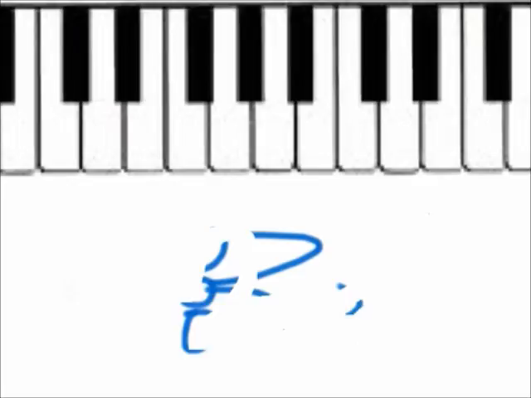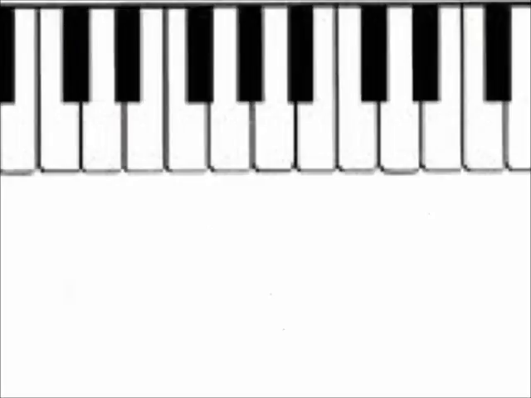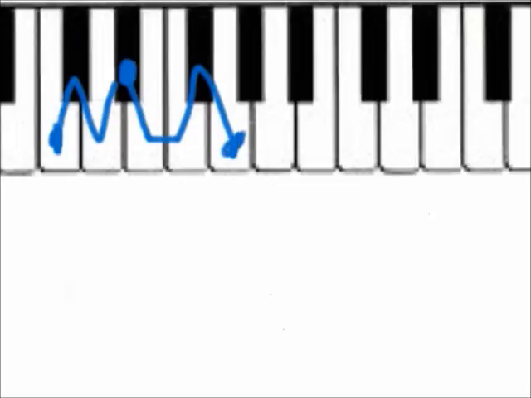So we'll start with the key of C, a C minor triad. So you have C, you go up a minor third, 1, 2, 3. Then you go up a major third, 1, 2, 3, 4. And there you have a C minor triad.